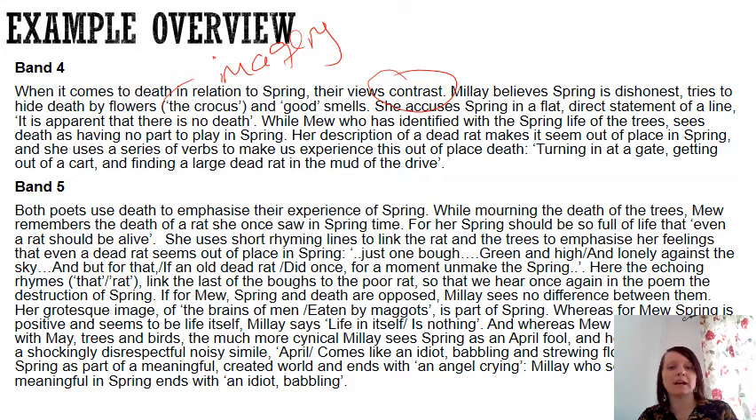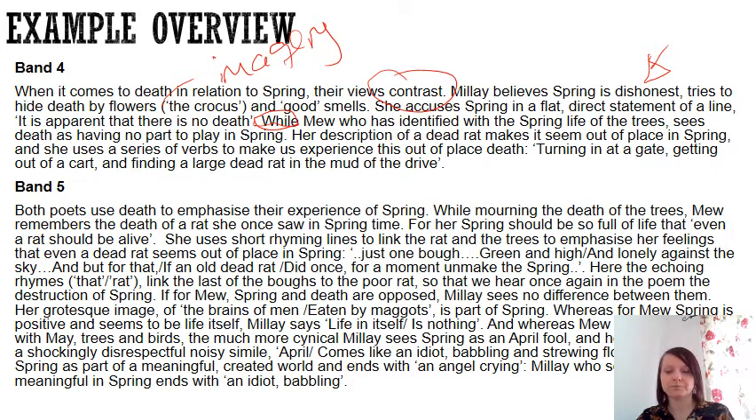So it opens in a really promising and positive way where you've got that clear contrast, okay? And it looks at, while Mew, okay, so looking at the opposing here as well, who's identified with the spring life of trees, sees death as having no part to play in spring. So you've got the two contrasting views, where one perceives spring, as it states here, as being dishonest, who is almost concealing death, whereas the other believes that death has no place in spring at all.